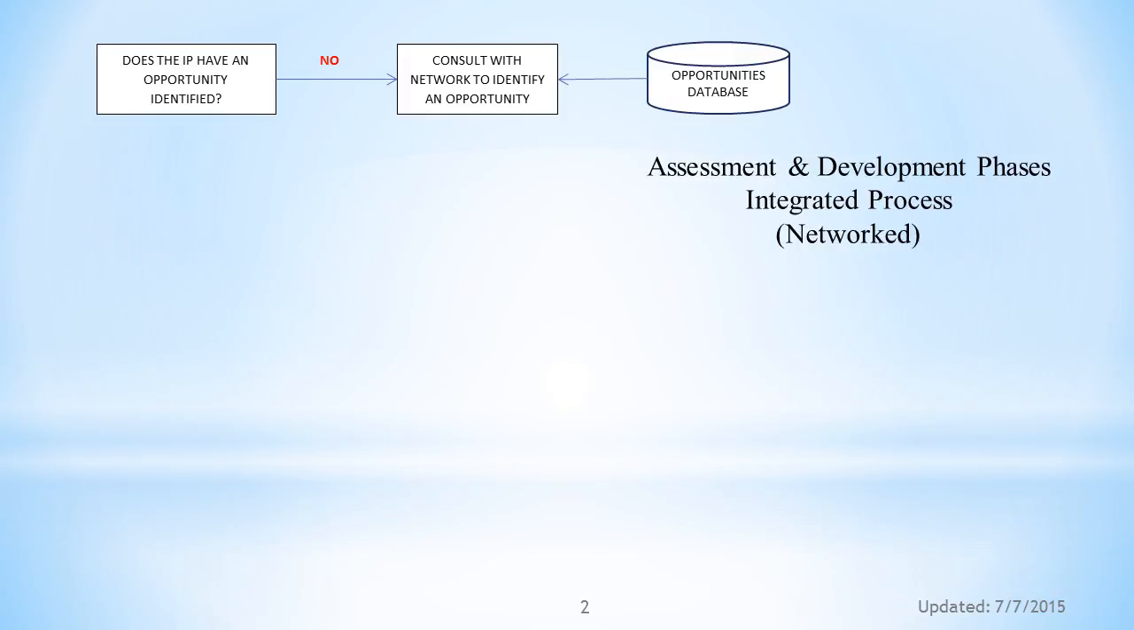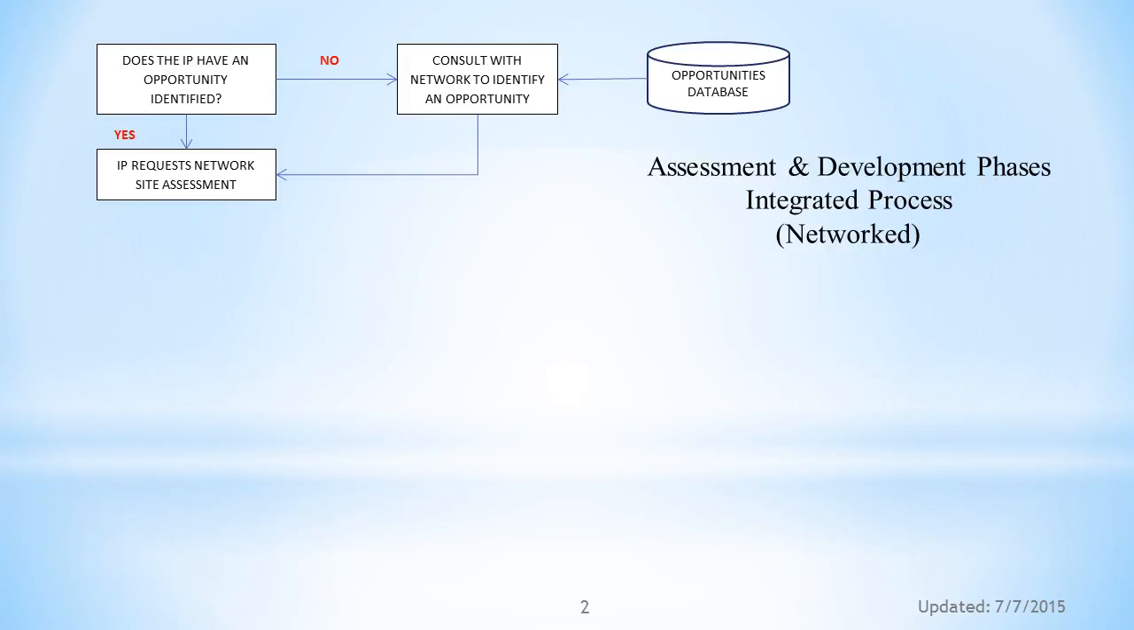The first step in the assessment phase is to determine if the IP team already has a specific opportunity site and OP in mind. If not, the IP team works with the network to identify an appropriate opportunity. The network will use data they have available about potential OPs and sites. Once the IP and network identify an appropriate opportunity, the IP will ask the network to perform a site assessment.